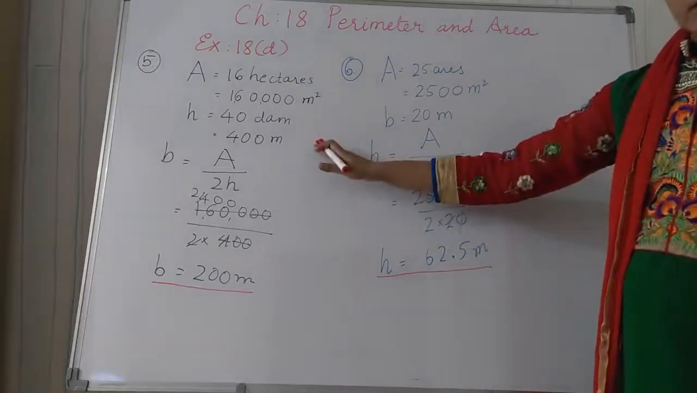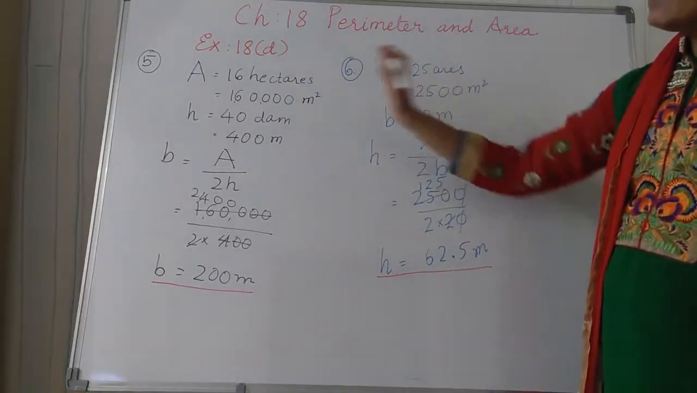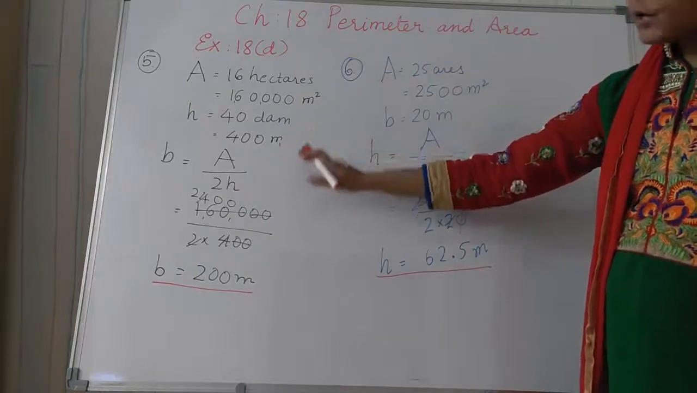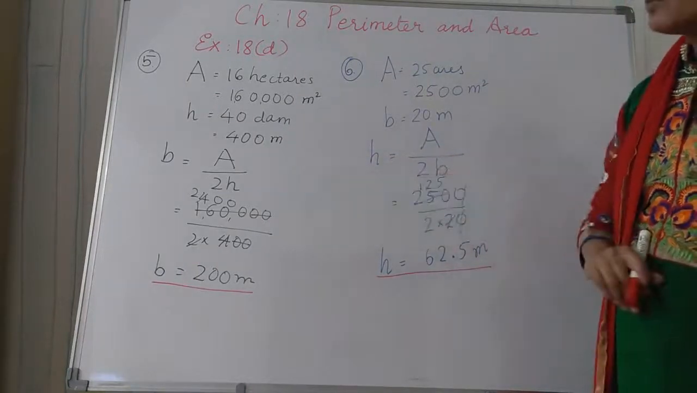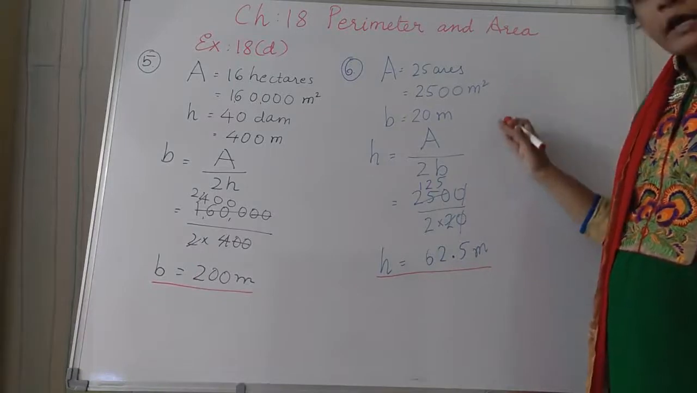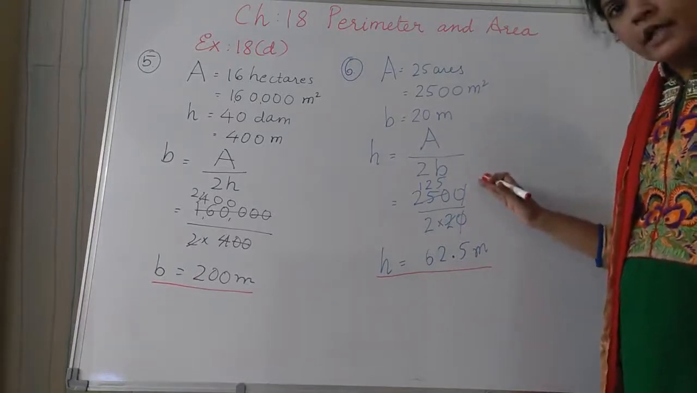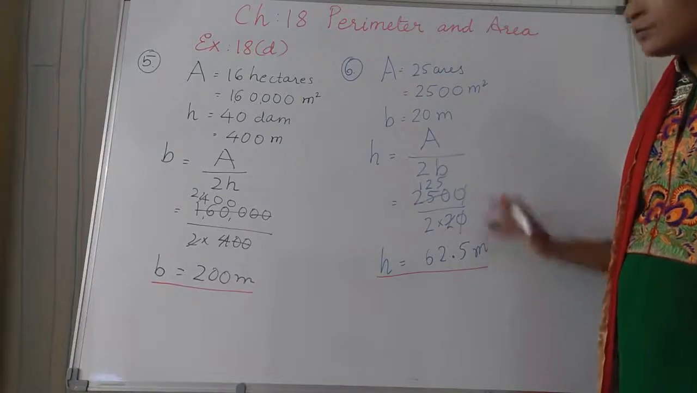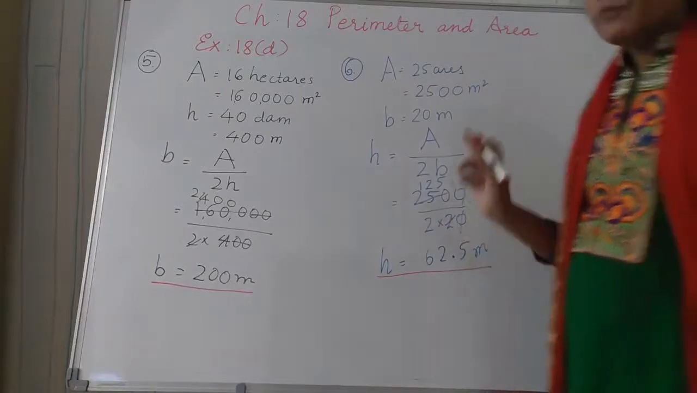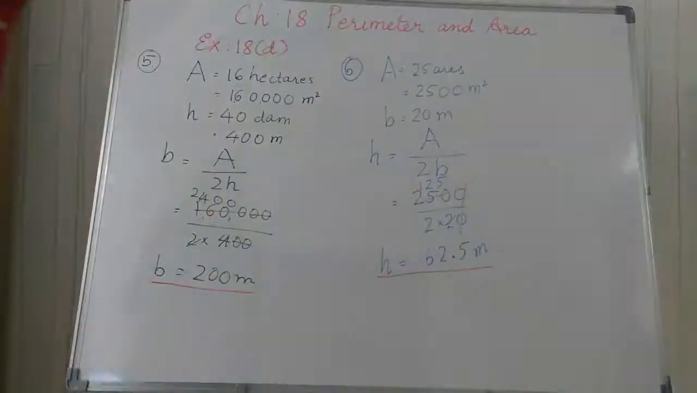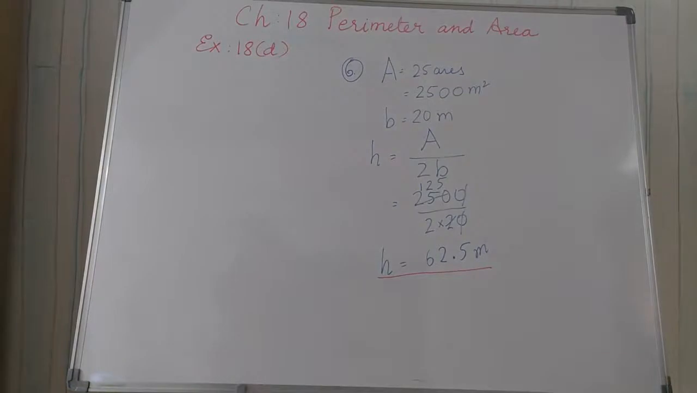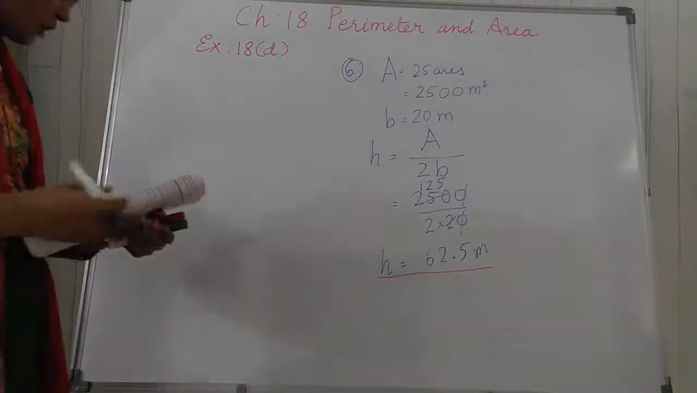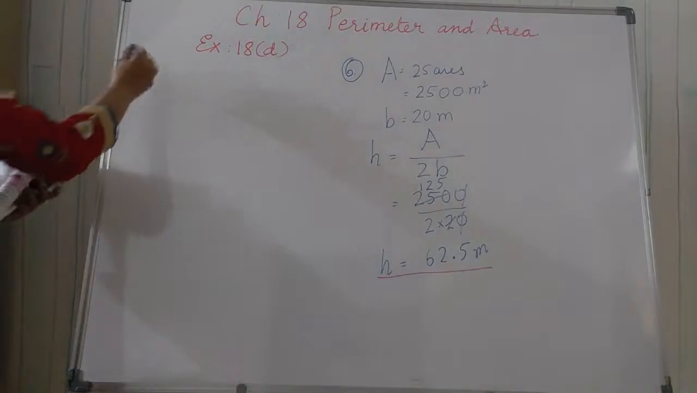So you understand, students, from these two questions, whenever area and height is given, you can find the base directly using this formula. And whenever area and base are given, you can find directly the altitude or the height by using this formula. So students, the only thing you have to understand is that area and the other value must be given in the same units. They must be in the same units only. Now question number 7 we are not going to do. Question number 8 we are taking now.